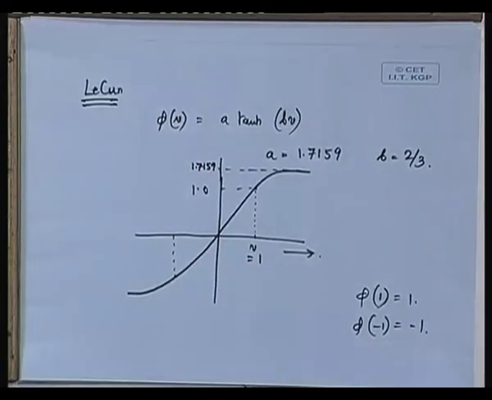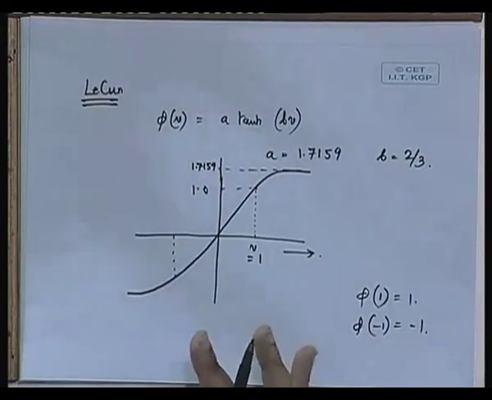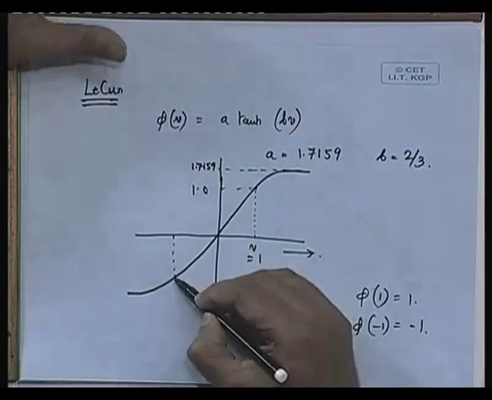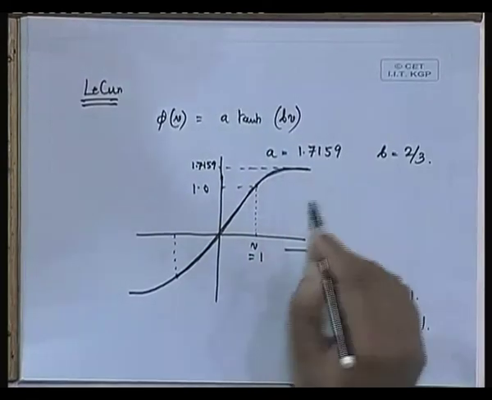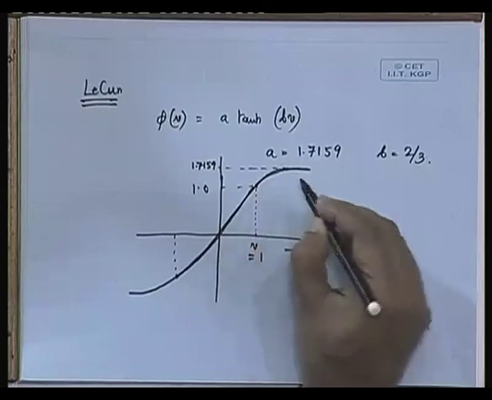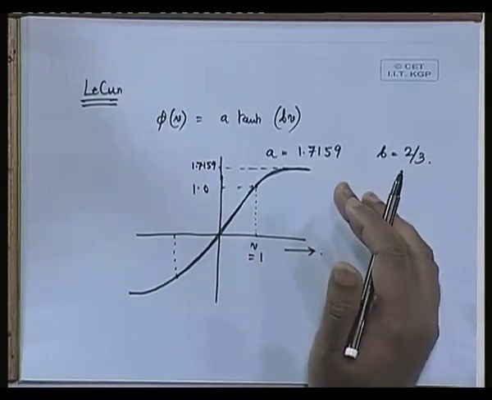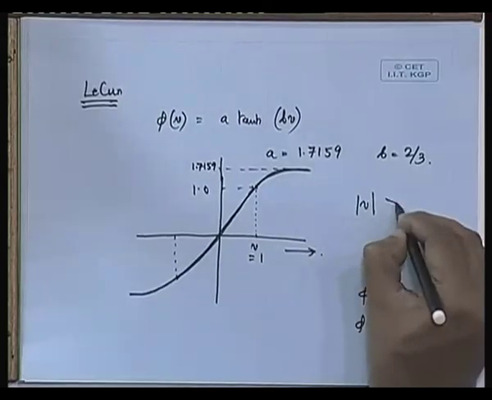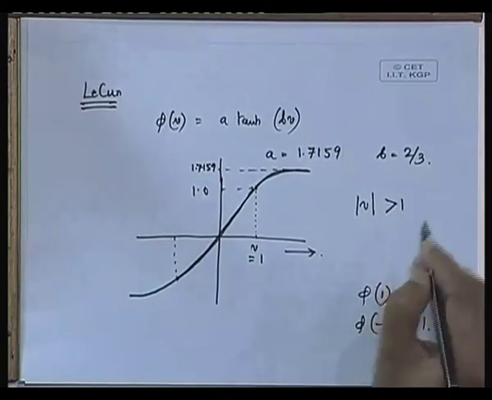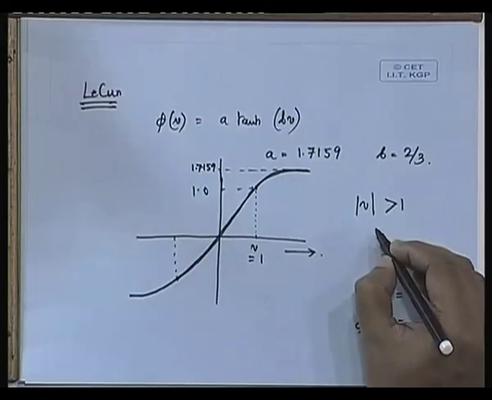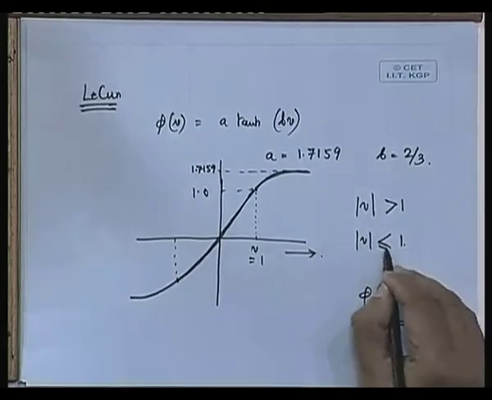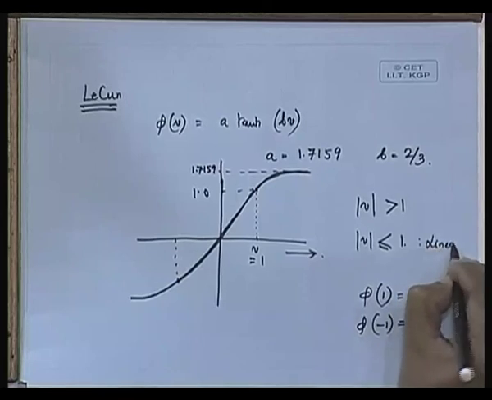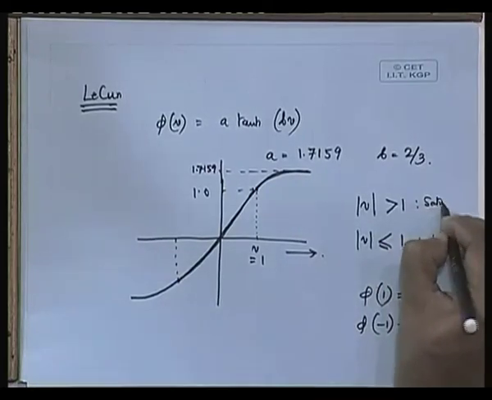In this characteristic, one thing you can notice is that there are two portions of the curve. One is the linear part, and the other is the saturation part. When mod of v is greater than 1, this belongs to the saturation part of the characteristic, whereas as long as mod of v is less than or equal to 1, this is a linear characteristic. So, this is linear, whereas this one is the saturation.